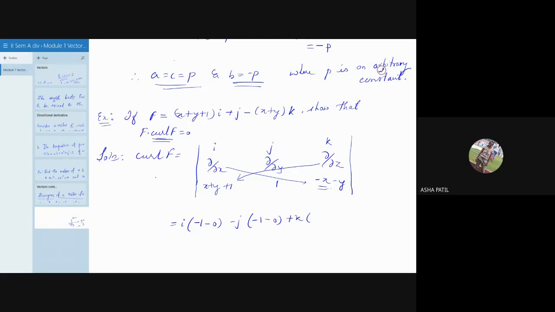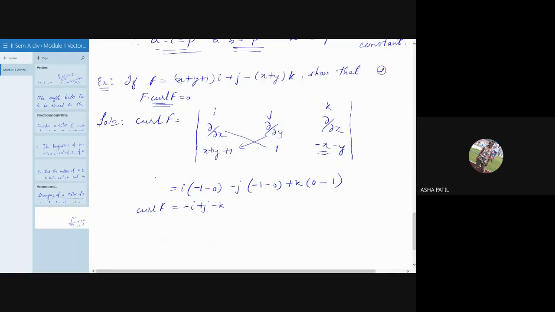Plus k, then we have dou by dou x of 1, which is 0. Dou by dou y of x plus y plus 1 is again 1. So what we have? Minus i plus j minus k. So we have got curl f, which is again another vector.